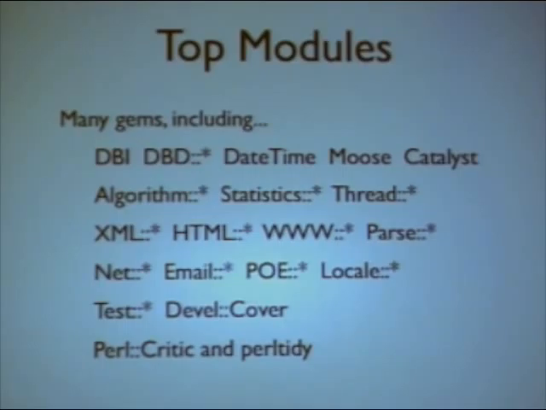Moose, a new object system for Perl 5. Perhaps one of the most exciting things to come out in Perl 5 following the work that's being done on Perl 6. It's basically a Perl 6 inspired object system. Catalyst, a Ruby on Rails competitor, was there first, has many more features, a different philosophy, but is very good. I won't bother going through the rest. The last two lines I'll be looking at in a little while.